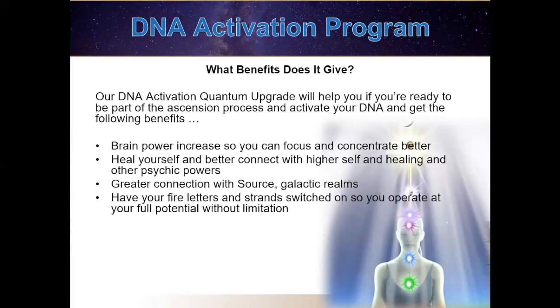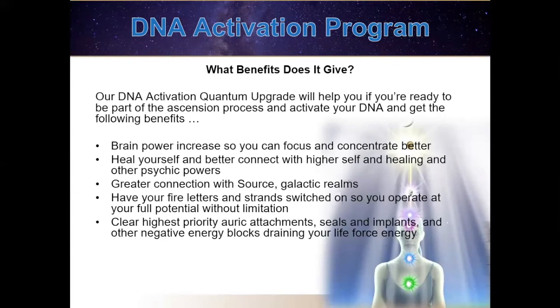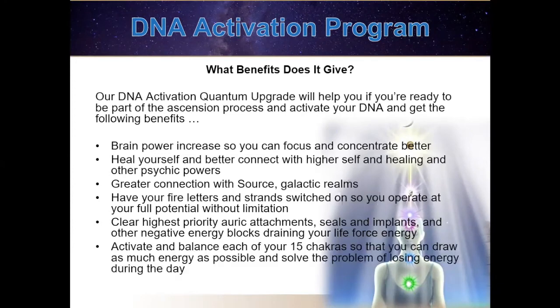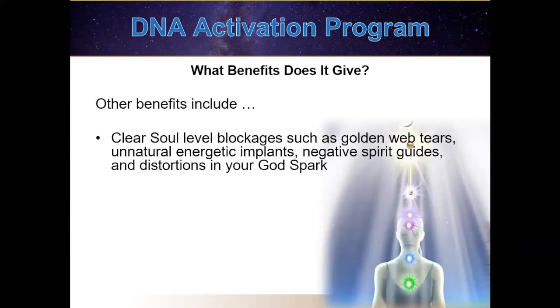Have your fire letters and strands switched on so you operate at your full potential without limitation. Clear highest priority auric attachments, seals and implants and other negative energy blocks draining your life force energy. Activate and balance each of your 15 chakras so that you draw as much energy as possible and solve the problem of losing energy during the day. Return back to your divine blueprint and ultimately go home. So other benefits include clear soul level blockages such as golden web tears, unnatural energetic implants, negative spirit guides, and distortions in your God spark.